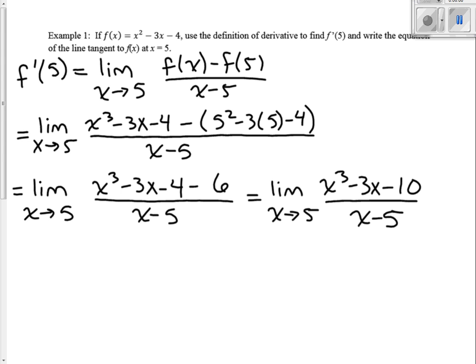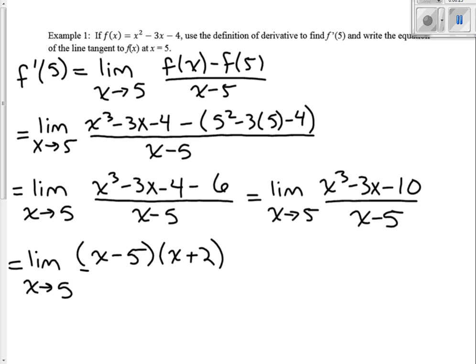Now, right now I still cannot plug in x equals 5. I get a 0 in the denominator. So I need to do some factoring on the top to see if I can simplify this fraction. And when I factor the top, I get x minus 5 times x plus 2. And my denominator is x minus 5. At which point I do end up with this thing in the box, which is a silly version of the number 1 that can be simplified out.